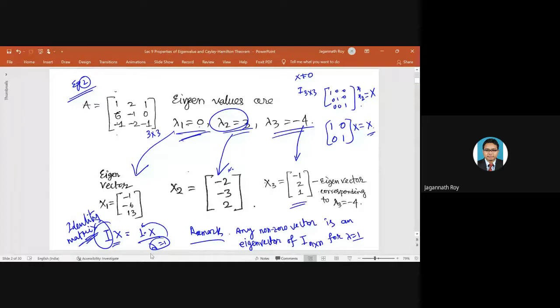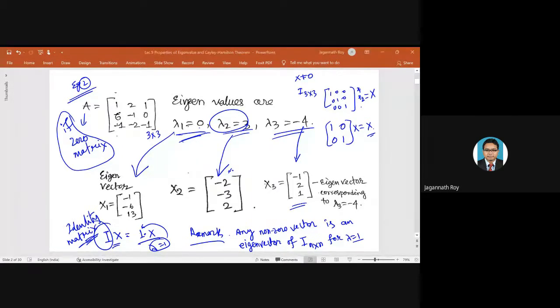Now think about what will happen if A is a zero matrix. Then what will be the eigenvalues, and eigenvectors? Can anyone respond?